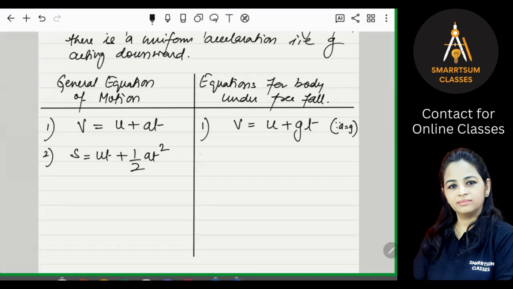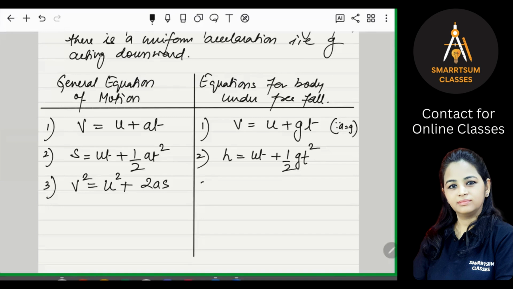This is your second equation. Now here it will be h instead of s, the distance. Here we have height, because when the body is freely falling, it is falling from some height above the ground. So instead of s, we will replace it with h. h is equal to ut plus half, now instead of a we will write g, gt square. Is it clear? Then the third equation of motion is v square is equal to u square plus 2as.